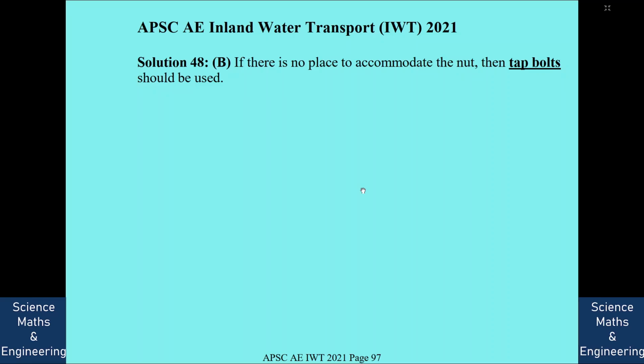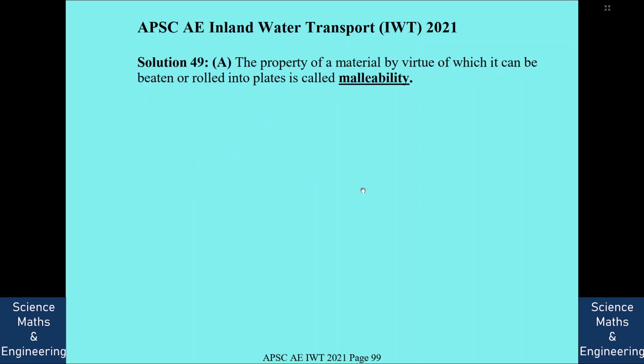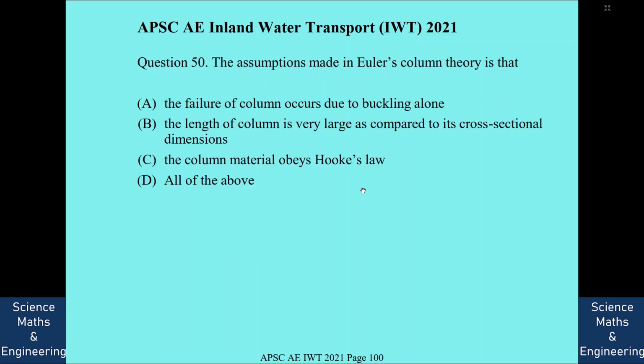Okay. Next, the property of a material by virtue of which it can be beaten or rolled into plates is called A, malleability, B, ductility, C, plasticity, or D, elasticity. So the answer is, the property of a material by virtue of which it can be beaten or rolled into plates is called malleability.